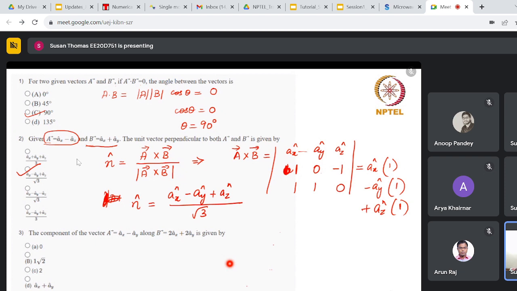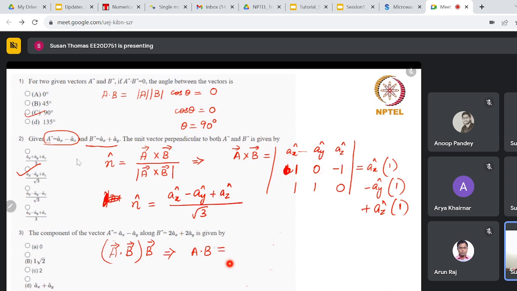So these are just quick recap questions based on basically the prerequisite. So the third question, so this was one question wherein somebody had asked in the discussion forum, the component of vector A along vector B. So how do we find a component of a vector along another vector? That is by taking dot product A dot B into B vector.